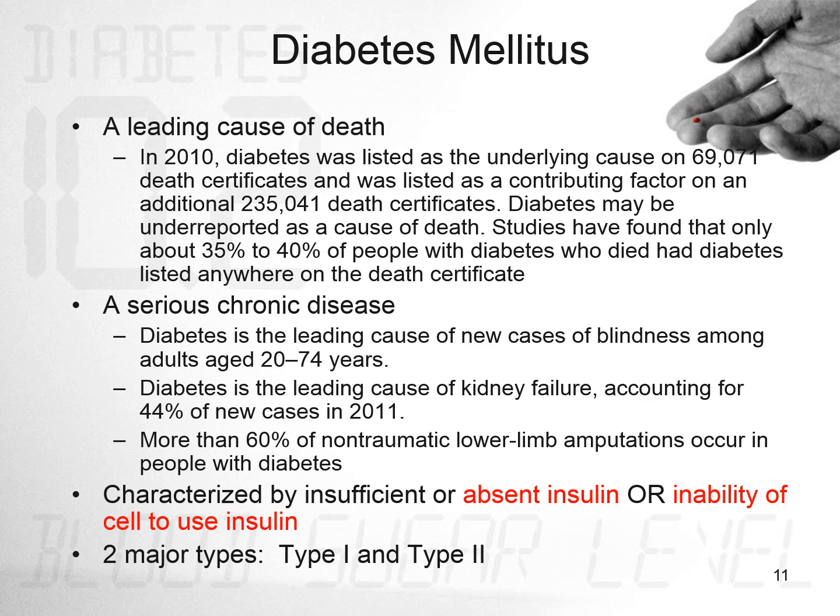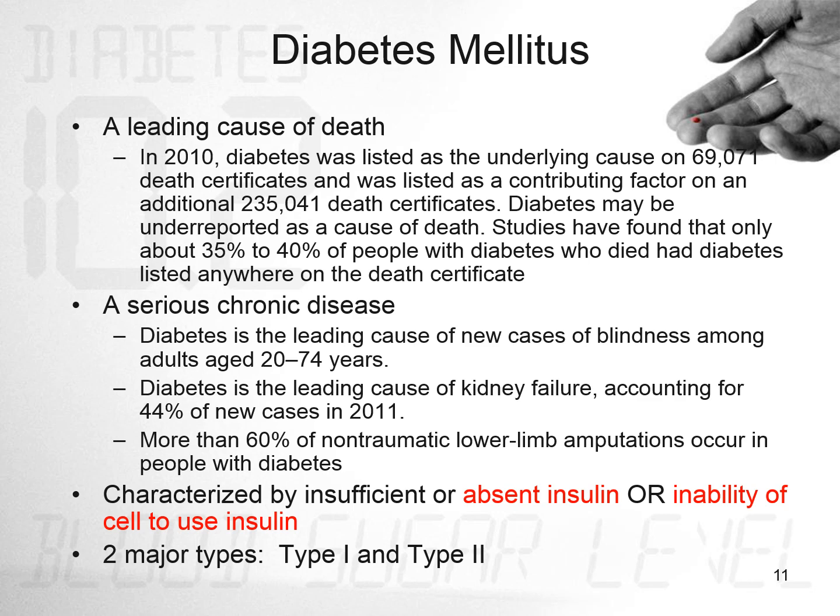So diabetes is a leading cause of death. In 2010, diabetes was listed as the underlying cause of over 69,000 death certificates and was listed as a contributing factor on an additional 235,000 plus death certificates. Diabetes may be underreported as a cause of death. Studies have found that only 35 to 40% of people with diabetes who died have diabetes listed anywhere on their death certificates. It's a serious chronic disease.